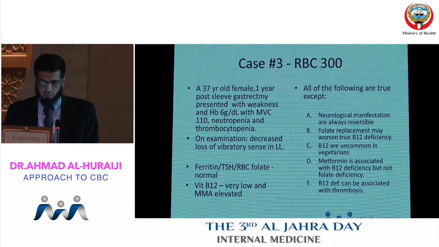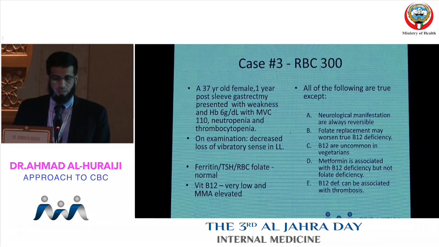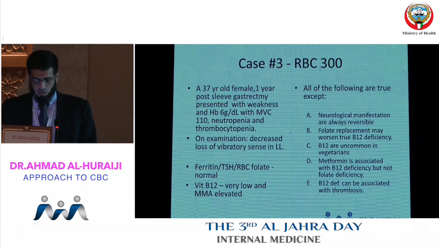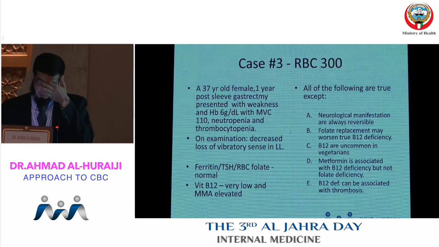Case number 3, a 37-year-old female, 1 year post-sleeve gastrectomy, presented with weakness and hemoglobin of 6 and MCV of 110. She has mild neutropenia and thrombocytopenia. She has a decreased vibratory sense. Ferritin, TSH, RBC folate were normal, and B12 was very low. All of the following are true about B12 deficiency except.